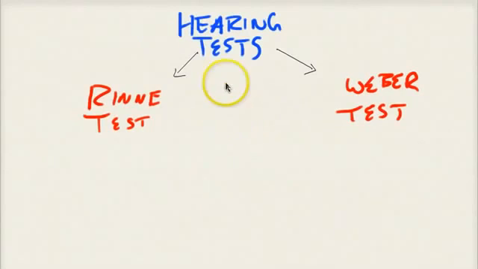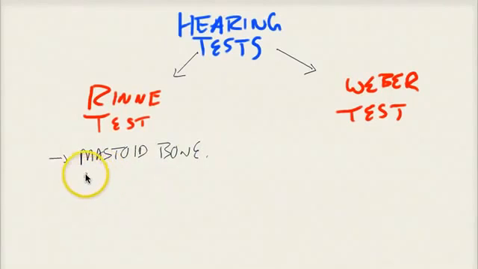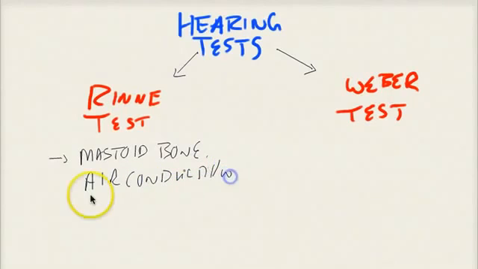Now, let's discuss the differences between the Rinne test and the Weber test. The Rinne test is going to be done to compare the perception of sound transmitted by air conduction to those transmitted by bone conduction through the mastoid bone behind the ear. So we put the tuning fork on the mastoid bone, and we're checking for bone conduction. And then once they don't hear it anymore, we put it next to the ear and we check for air conduction. Now this is a test for conductive hearing loss.